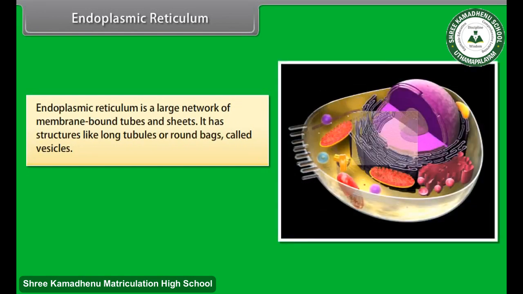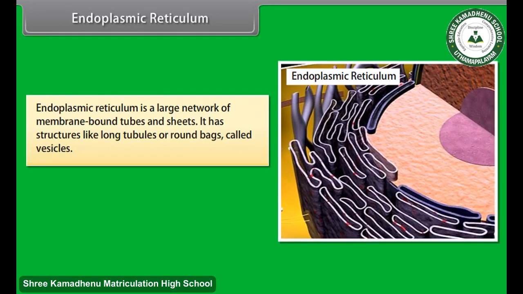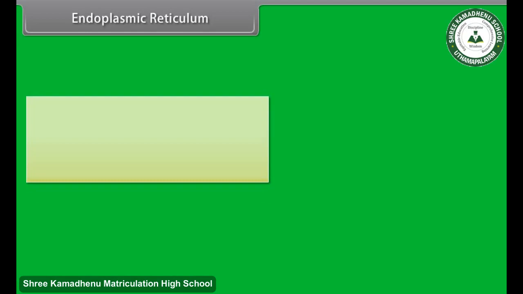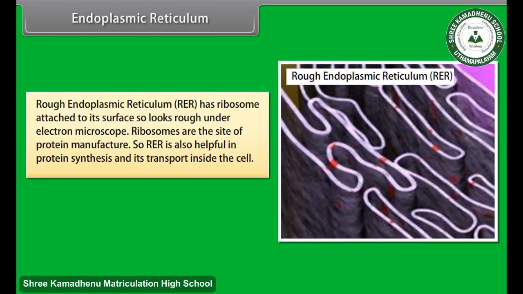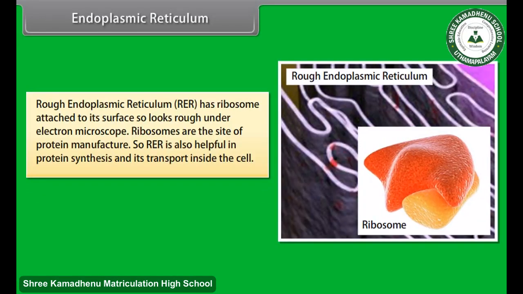Endoplasmic reticulum. Endoplasmic reticulum is a large network of membrane-bound tubes and sheets. It has structures like long tubules or round bags called vesicles. On the basis of presence of ribosomes, they are of two types: rough endoplasmic reticulum, RER, and smooth endoplasmic reticulum, SER. Rough endoplasmic reticulum, RER, has ribosomes attached to its surface, so it looks rough under an electron microscope.